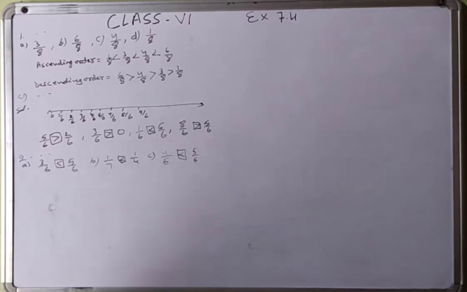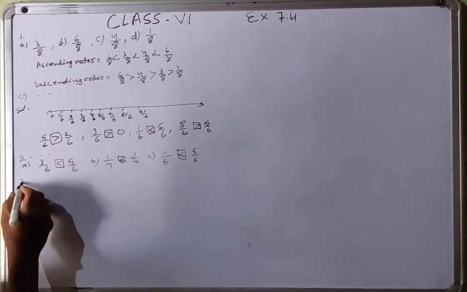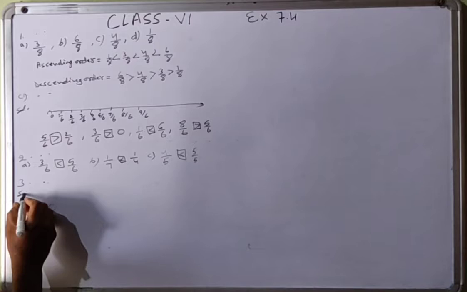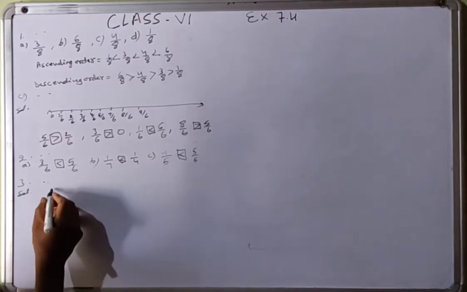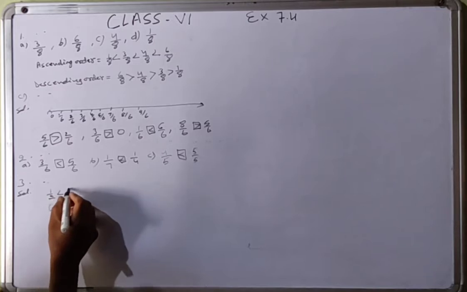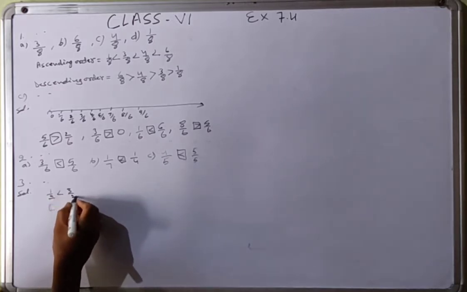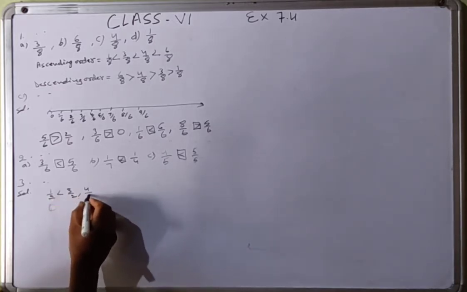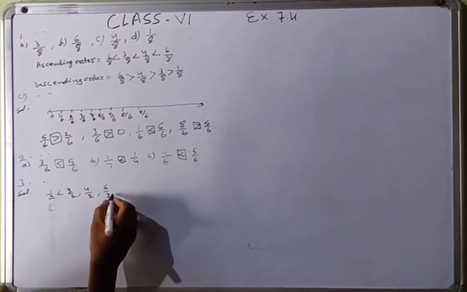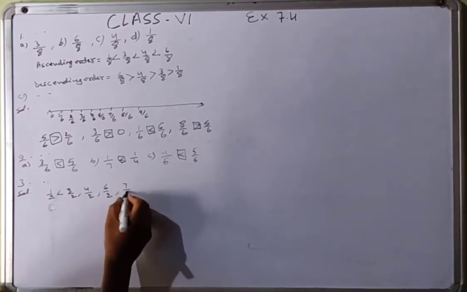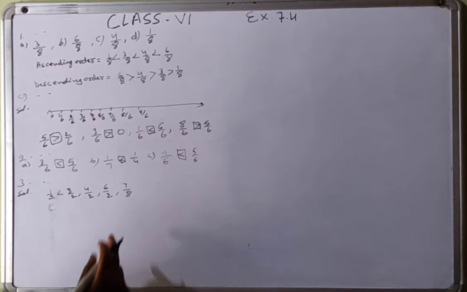Third question: make 5 more such pairs and put the appropriate sign. So in the third, write like this: 1 upon 2, 3 upon 2, 4 upon 2, 6/2, 7/2. 1, 2, 3, 4, 5. The 5 pairs are done.